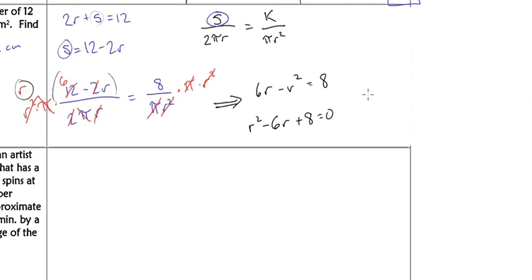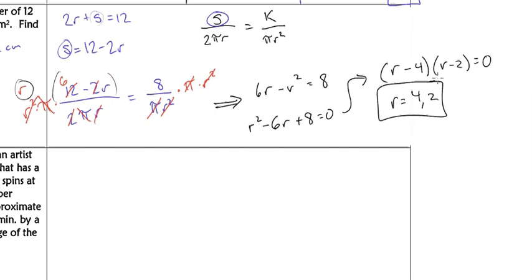Let's see, what multiplies to give us 8 but adds to give us negative 6? So that's going to be r minus 4 and r minus 2 equals 0. So the radius is equal to 4 and 2. 4 and 2.